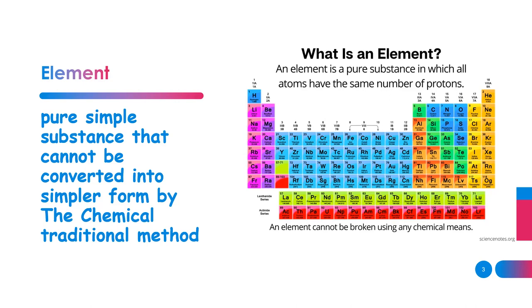This hydrogen, so it's hydrogen. I can't change it at all. Yes, in some chemical reactions, it combines with another element to form another compound. But now we are speaking about elements. They cannot be changed, okay? We cannot convert them into something else. Each element, sorry, has its own properties. And let's revise again. So the element, it's the pure, simple substance, cannot be converted into simpler form by the chemical traditional method.